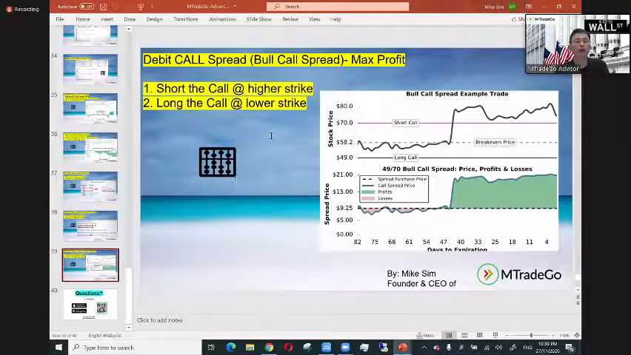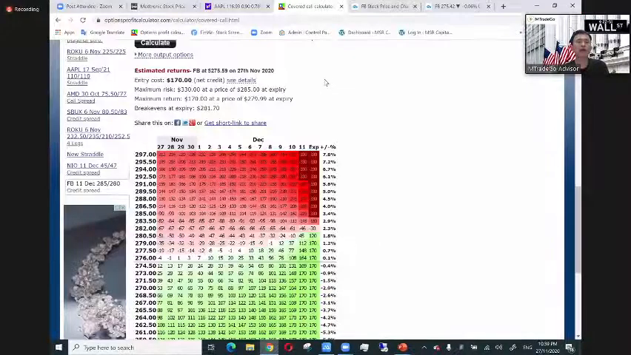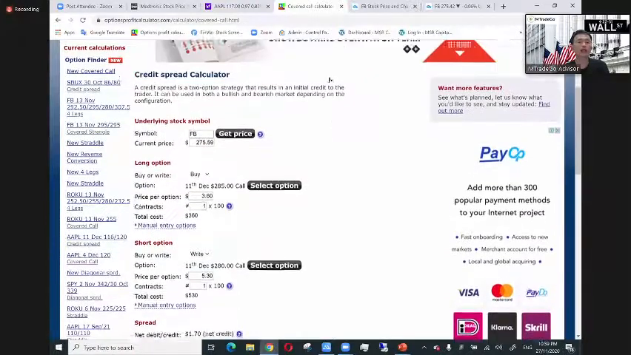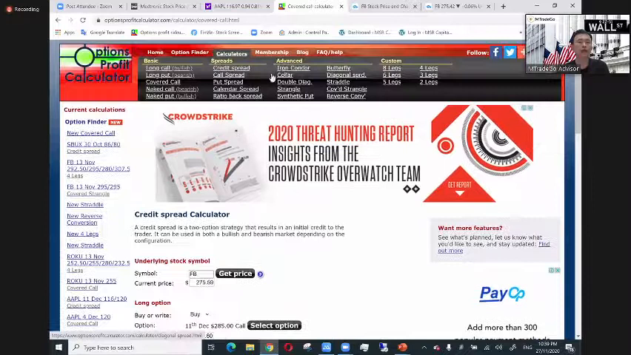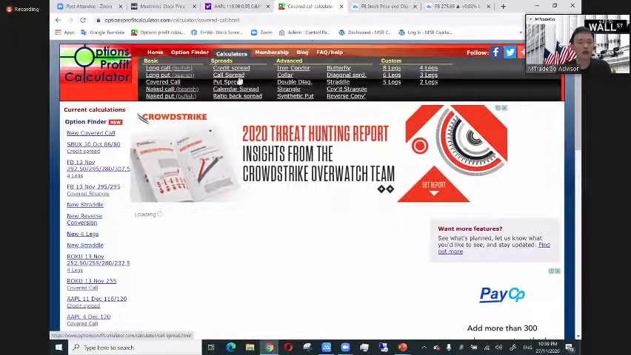Okay, so debit call spread, bull put spread, maximum profit, you can see. The break-even price here, the maximum profit actually is here. Okay, what I show you here. Or you can use this very simple, wonderful calculator to calculate your debit. You can see here there is debit. Why did they put debit on? Only credit, because it's a call spread.